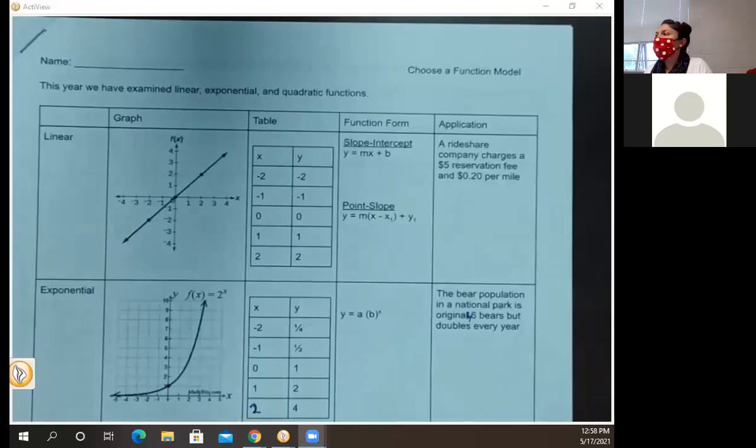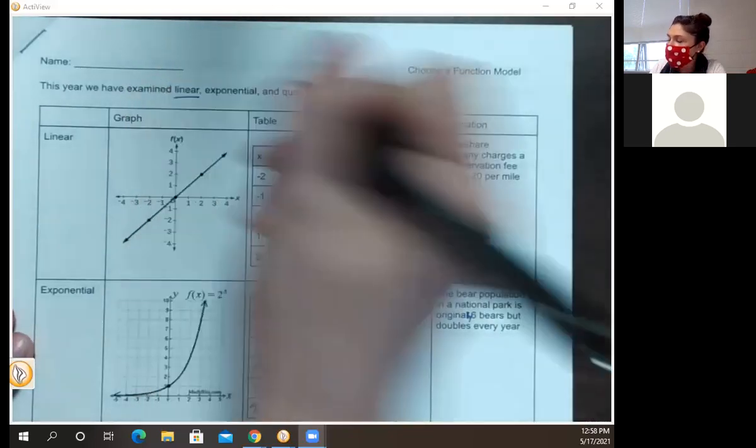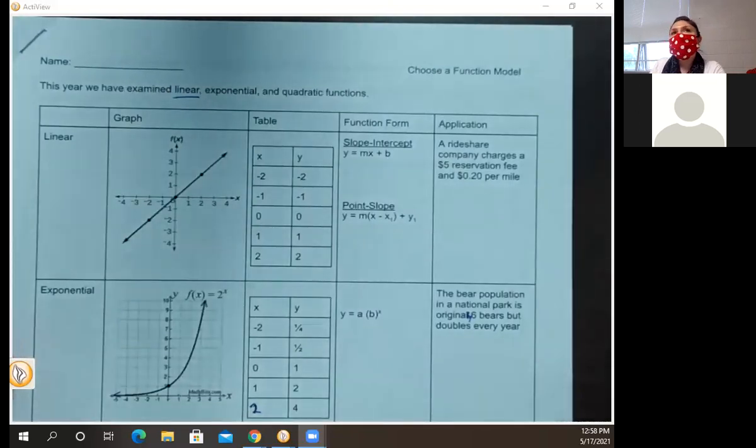So again, none of this information is new. This is sort of a summary or a recap of the three big type functions that we've talked about this year. So linear functions we worked on last semester. We had a unit where we looked at all their different properties, what their graphs look like, some of their key features. And then we had a unit where we worked on solving those linear equations.